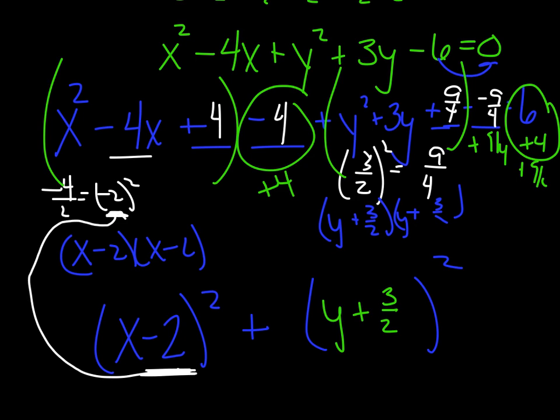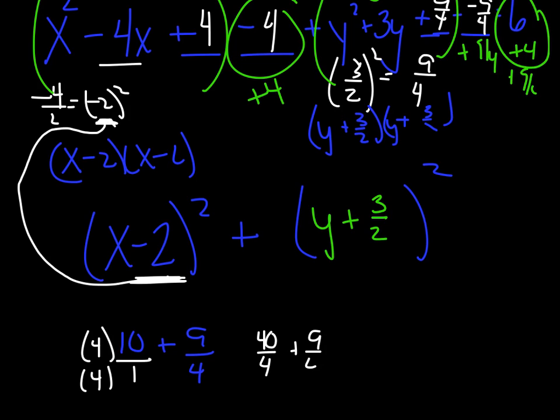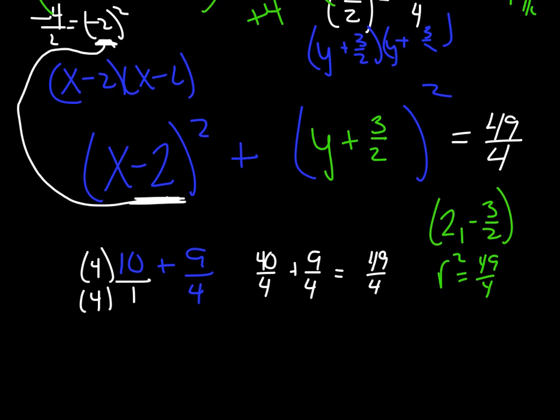So my 6 plus 4 is 10. So I'm just going to do a little scratch work down here. I actually have 10 plus 9/4. And get a common denominator. So this is 10/1. I'm going to multiply the top and bottom by 4. So now I have 40/4 plus 9/4, which is just 49/4. So now you can see that my center is (2, -3/2). My radius squared is 49/4, which is actually semi-nice because when you take its square root, they're all perfect squares, so my radius is just 7/2.